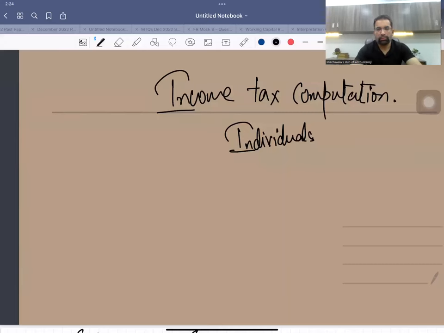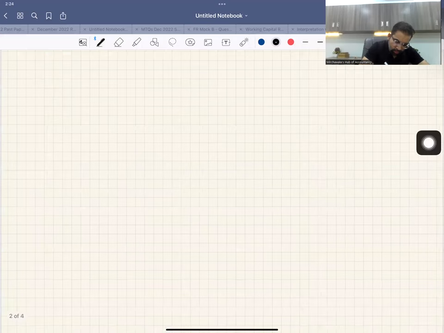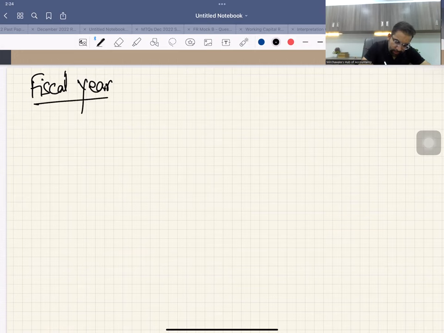Okay, dear students, today we are starting income tax computation for individuals. Before we move on, first of all, I want to teach you one thing, which is fiscal year. There is one terminology in the tax paper, which is called fiscal year.